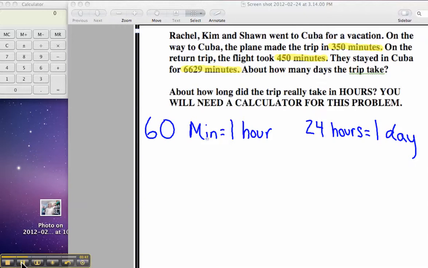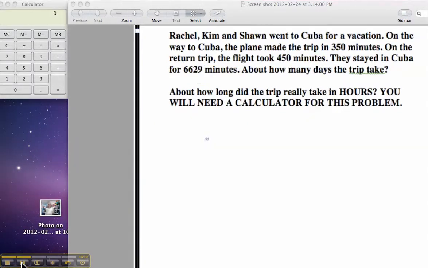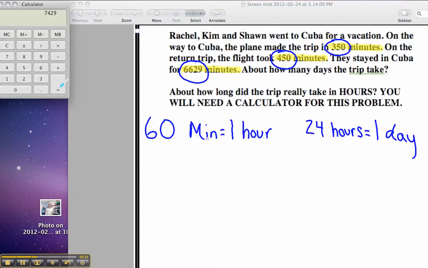to add up how many minutes total. So I would take this number, and this number, and I would add it over here on a calculator. When I tap this button, that's going to go away, so just bear with me a minute. Now, I'm going to take 350 in my calculator plus the 450 plus 6,629 equals. All right, so 7,429 is my total minutes.